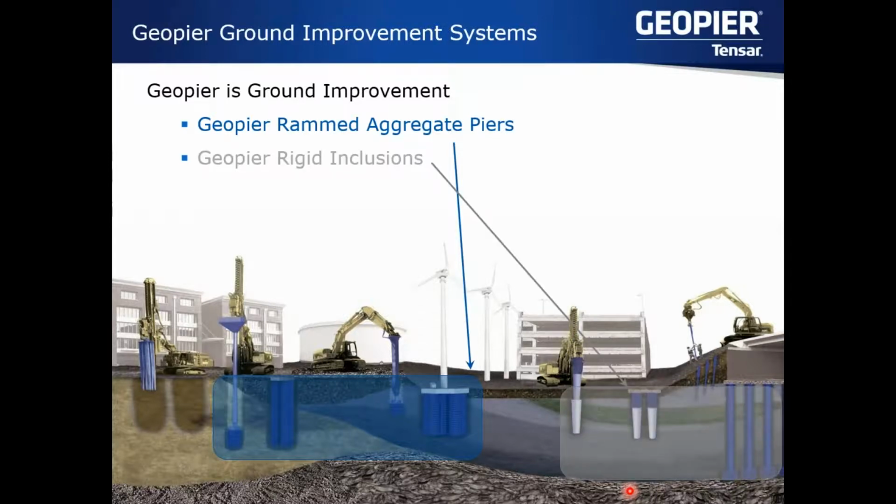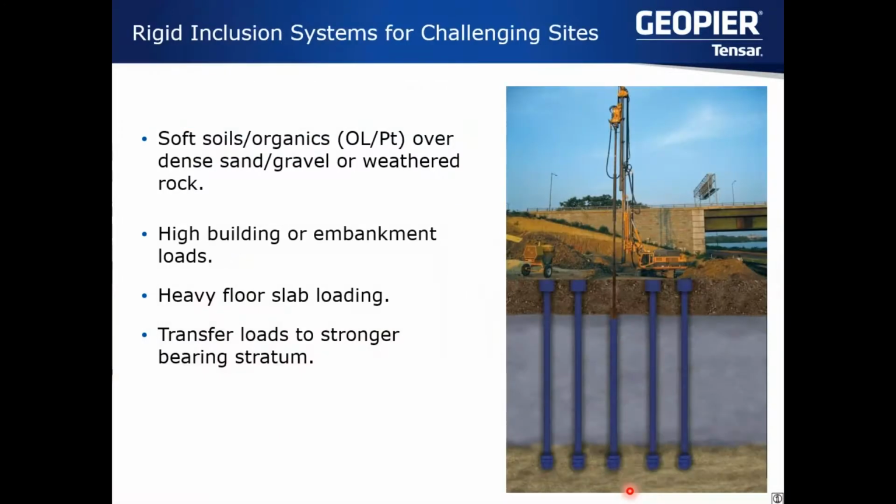So, moving forward into rigid inclusions, our next topic. While we've used rammed aggregate pier technology for years, and they are still used for supporting a wide variety of structures, they're not always the best ground improvement option, particularly when we're dealing with challenging sites. And for that reason, ground improvement systems have evolved to include rigid inclusion systems to fill this need for challenging sites. And when I say challenging sites, there's a couple of things in particular I'm thinking about.